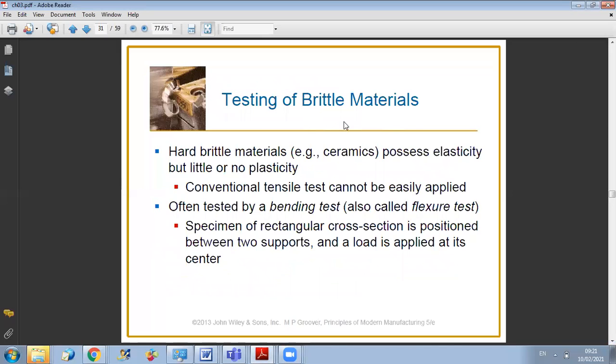What about testing of brittle materials? Brittle materials are difficult to test in tension because they easily reach the rupture state. This is why, in general, when we have brittle materials such as ceramics, we do a different type of testing, since they possess elasticity but little or no plasticity. In this case, conventional tensile tests are not easily applied. This is why we replace the tensile tests by bending tests, also called flexure tests.